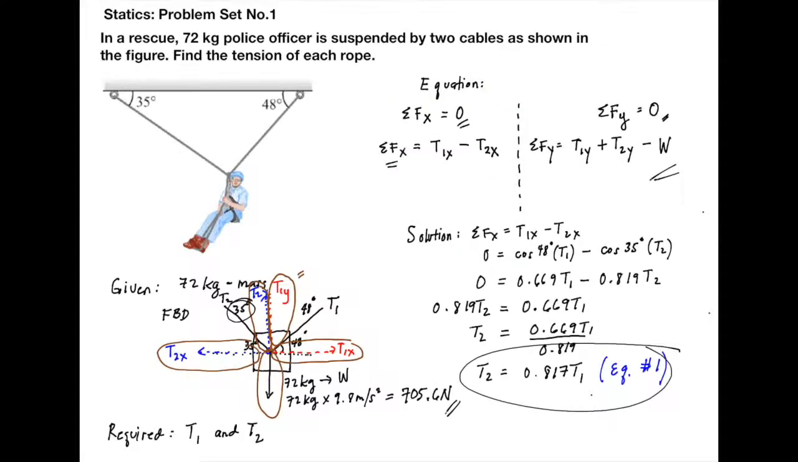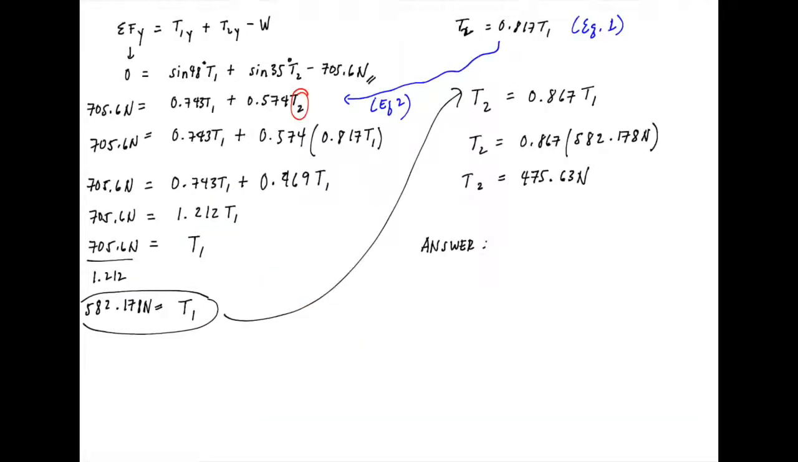Now, we have to take note of our final answer. So upon looking at the problem, we have two significant figures. Therefore, the value of T1 must be represented by two significant figures, that is around 580 Newton, and the value for T2, that is 480 Newton.